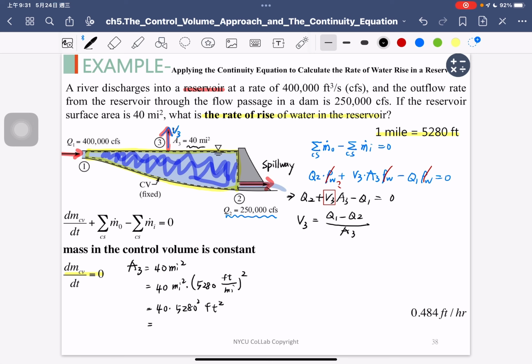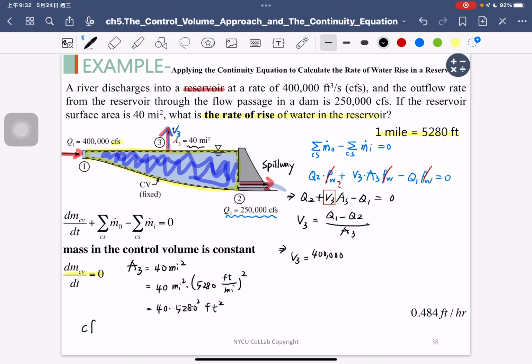Okay, so I calculate the area first. This is the area of the water surface. Too big, so maybe I just leave it here and we go back to our equation. Here we have the V3 and the Q1 is 400,1000. And you can see the unit I am showing here is CFS.